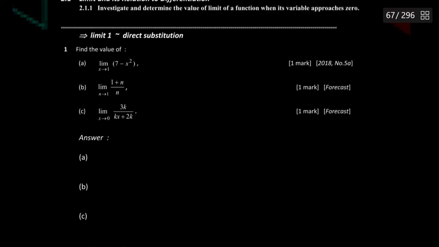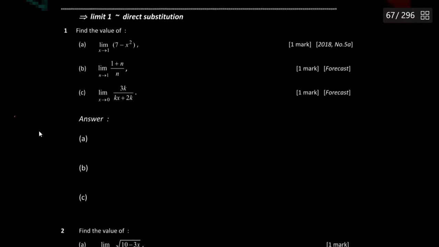Okay, usually for limit kind of functions, we use direct substitution. So for this example here, question 1 is direct substitution. For A, limit of x approaching 1, so we substitute. The moment you substitute the 1 inside the function, you don't have to write the limit already. So your answer here will be 6. This is a 1 mark question, quite straightforward.